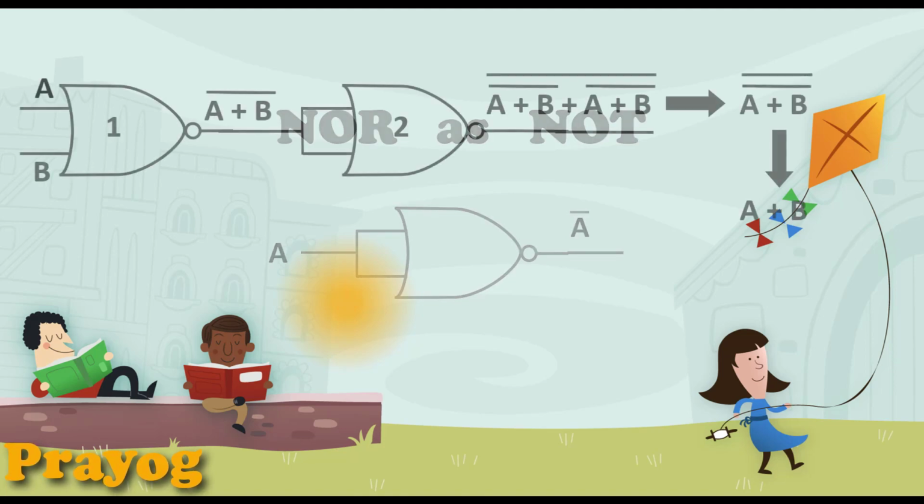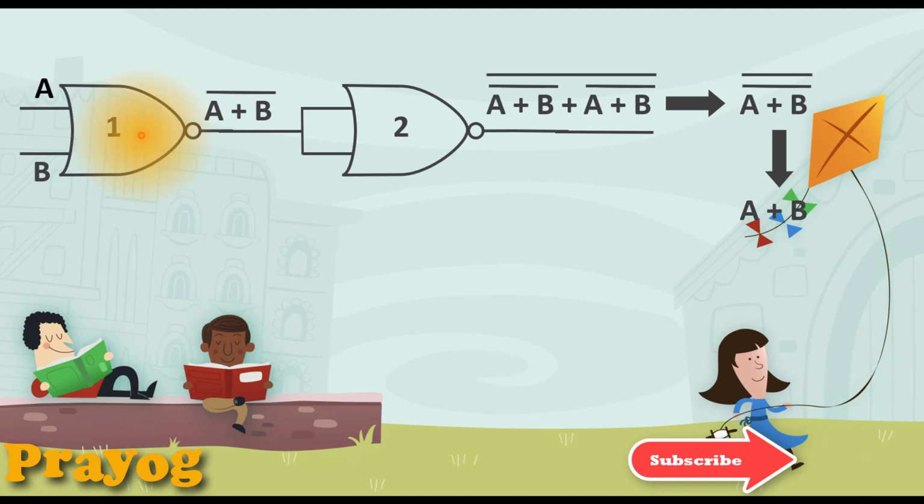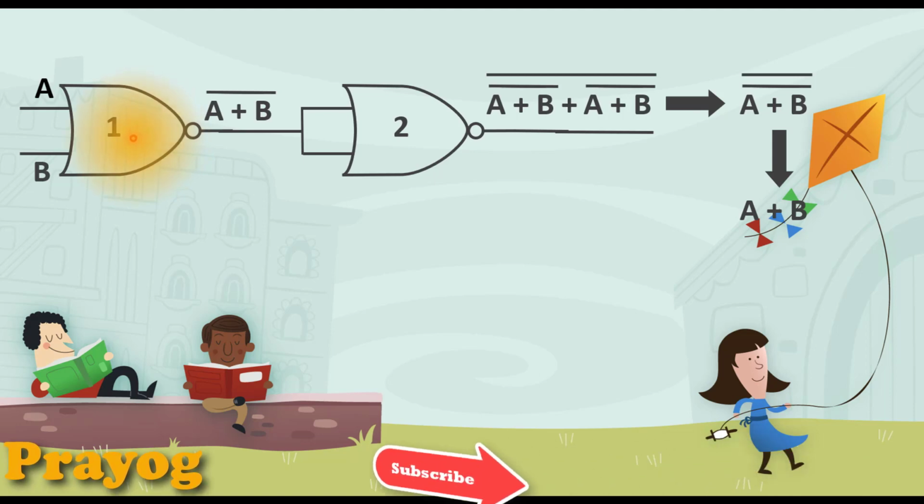Moving on to the next diagram, consider the diagram shown, which contains two gates. Gate number 1 has two inputs, A and B, which produces A plus B whole bar. And during the second stage, you can see that the second stage NOR gate has shorted input, so that the output of this NOR gate must be A plus B whole bar plus A plus B whole bar, which is in the form X plus X.